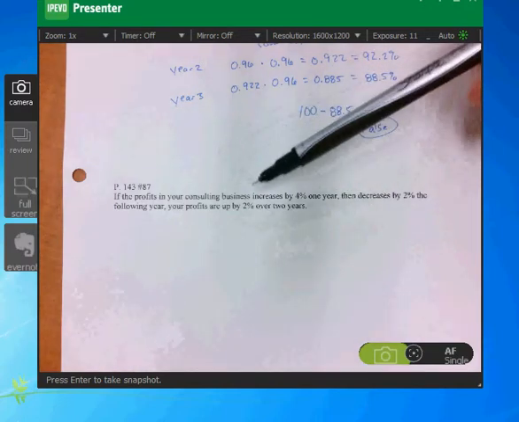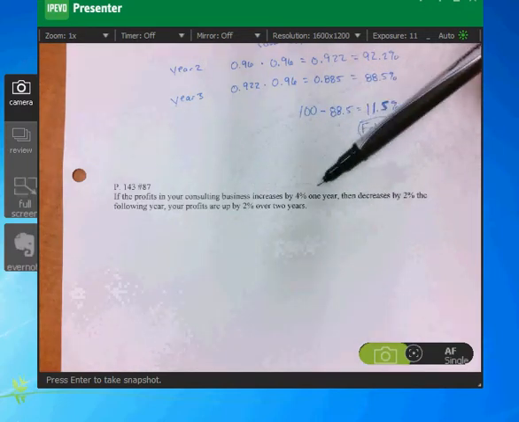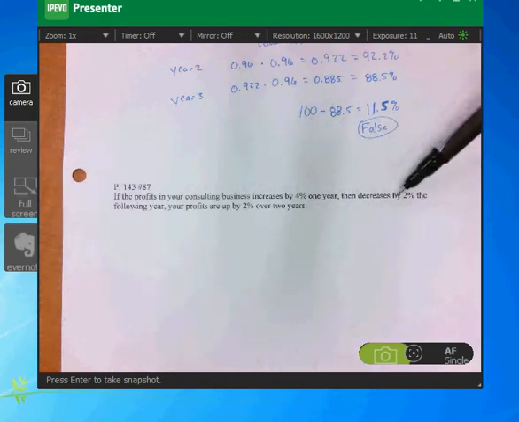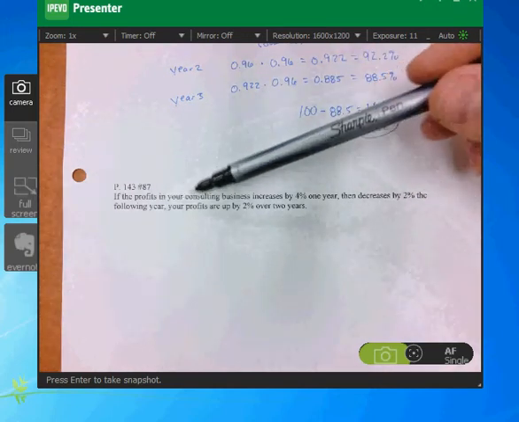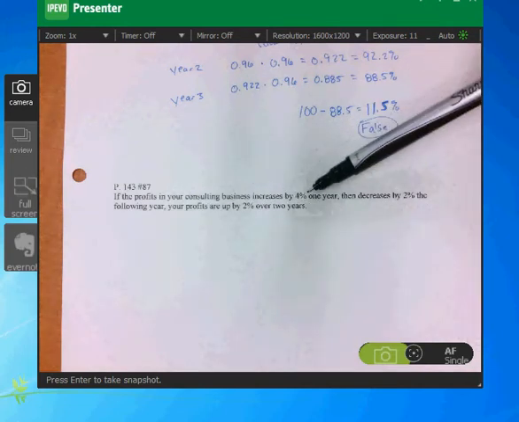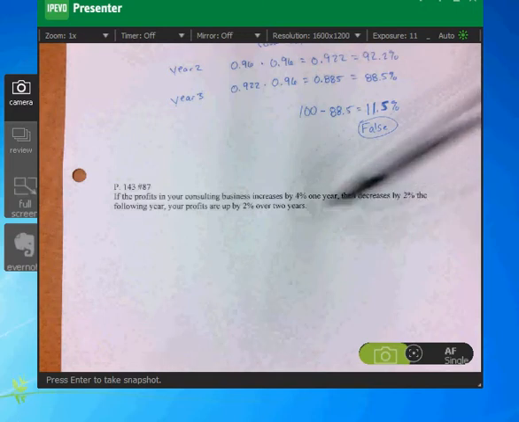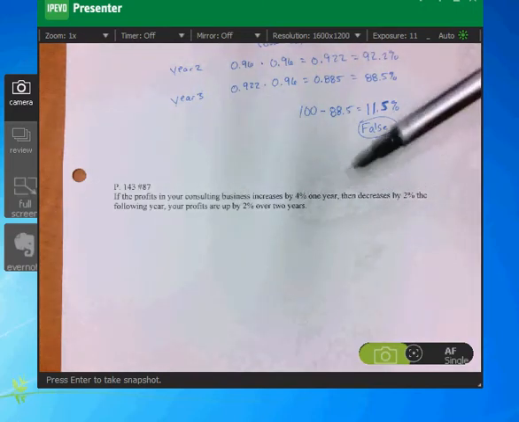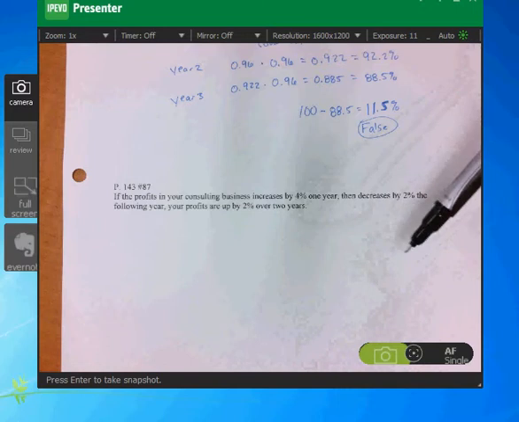So if the profits in your consulting business increase by 4% 1 year, but then they decrease by 2% the following year, your profits are up by 2% over 2 years. So they're saying if we have that 4% increase, but then we decrease by 2%, we're still up 2% according to the original. Now, let's see how accurate that is.